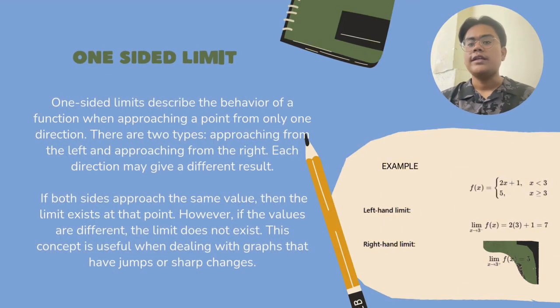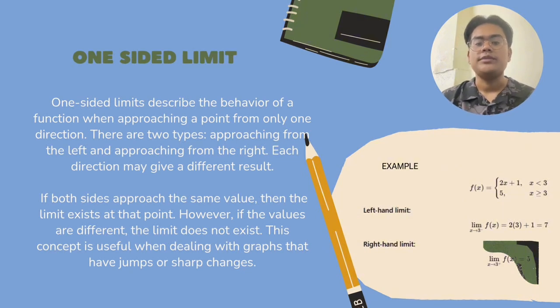Now that we understand the basic idea of a limit, let's look at a more specific scenario. One-sided limits. Sometimes a function behaves differently depending on which side you are coming from. Think of it like two people walking toward the same point from opposite directions, but they might end up at different heights. As you can see on the slide, one-sided limits describe the behavior of a function when we approach a point from only one direction.